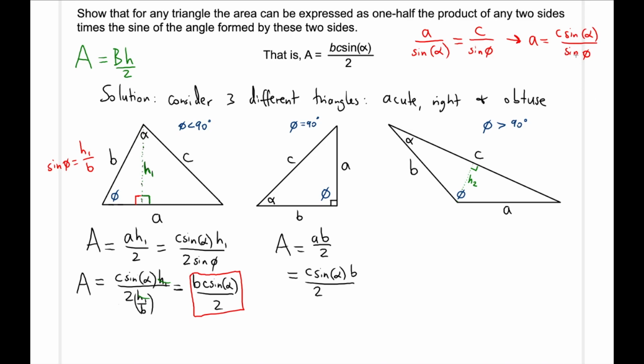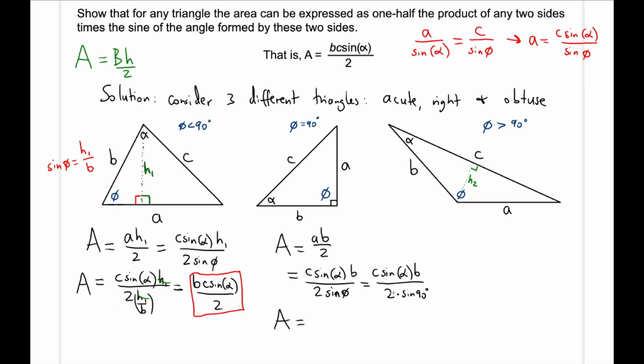But also not to forget that there's a sine phi involved. Now, how does the sine phi work in this case? Notice that the phi is no longer less than 90 degrees. It's exactly 90 degrees. So what that tells me is that we actually know what the sine of 90 is, right? Because phi is 90 degrees. So we can just directly write sine alpha times b divided by 2 times sine of 90 degrees.